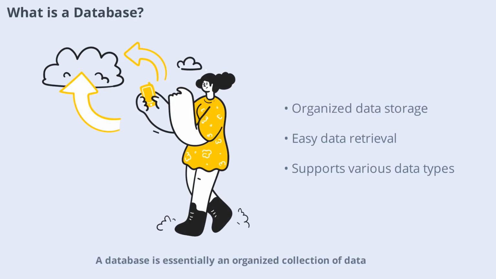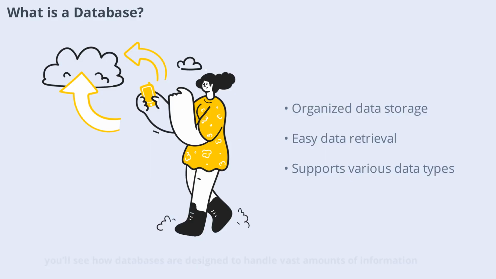A database is essentially an organized collection of data. Think of it as a digital filing cabinet where information is stored in a structured way, making it easy to find and manage. Databases can store anything from customer information and product inventories to financial records and multimedia files. The main goal is to ensure data is accessible, consistent, and secure.